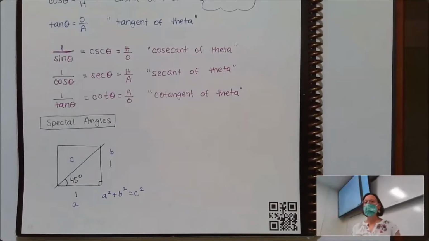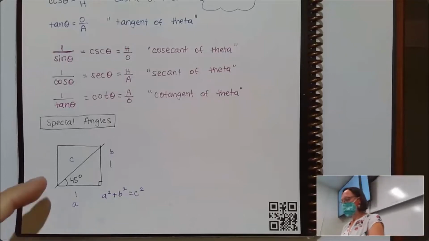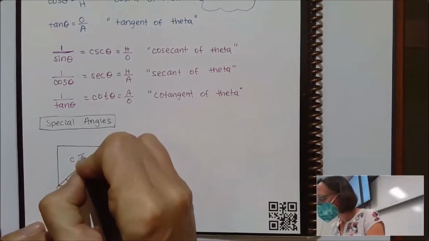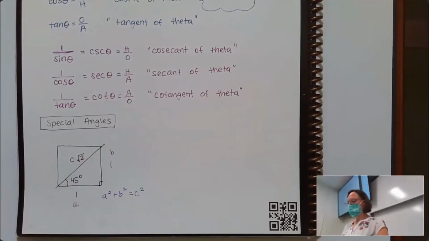I figured there's so much to memorize with trig. If there are some things we already know how to do, it's not worth memorizing new stuff for. Does anybody get an answer for side C? Almost a 2? Square root of 2, because C squared would be equal to 2. Yeah. So square root of 2 on that side.